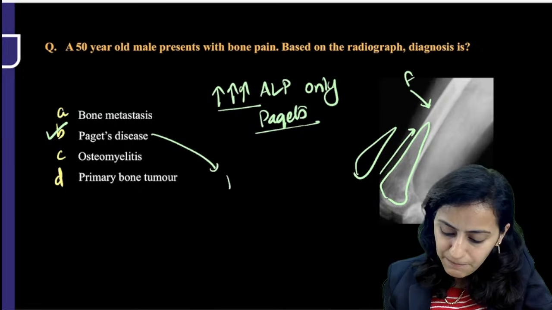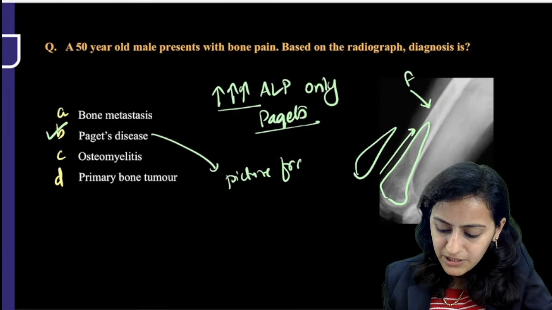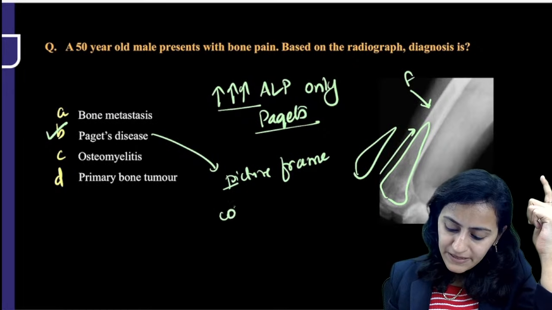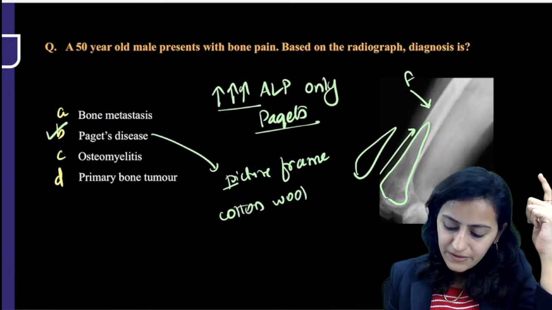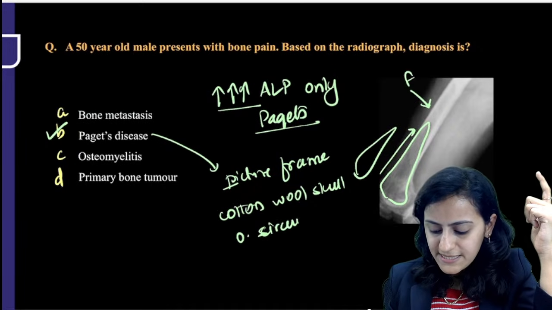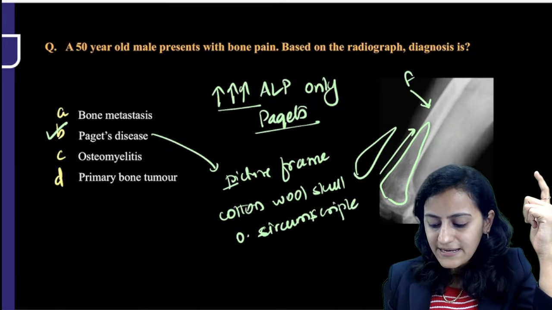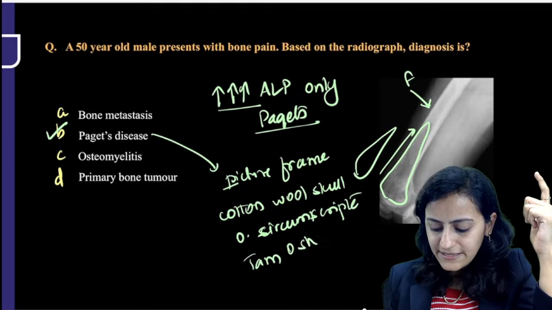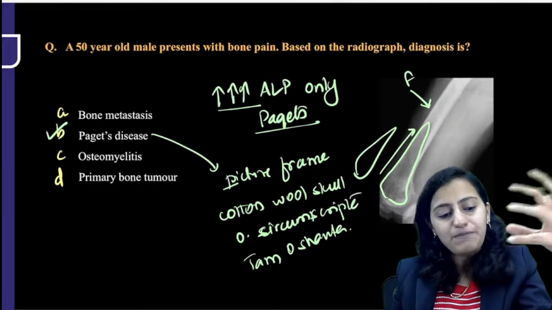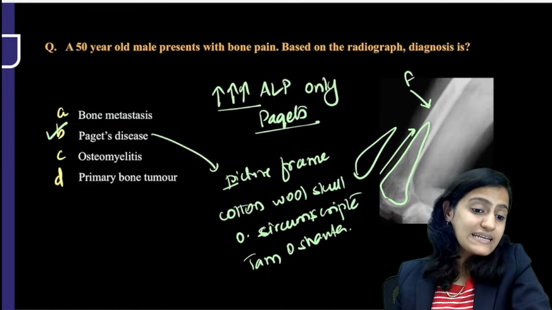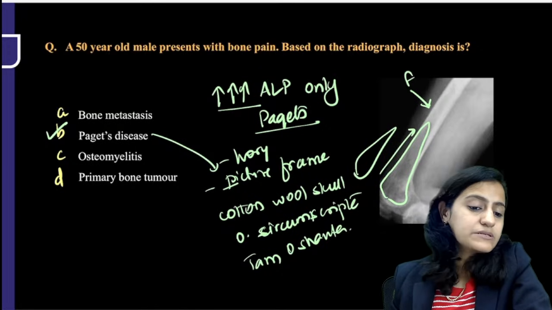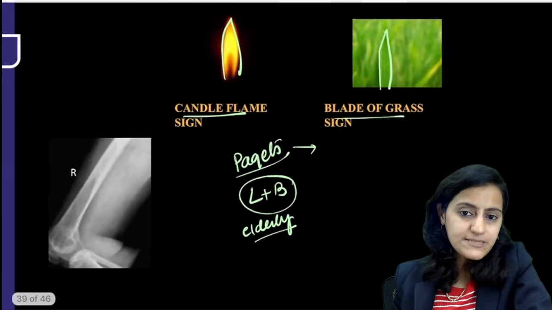What is the vertebral appearance? It is picture frame vertebra. P for P. Paget's has picture frame vertebra. In the skull, it gives the cotton wool skull. It can also give osteoporosis circumscripta, and there is the tam o'shanter hat sign, right? All this is what we see with Paget's. It can give the ivory vertebra as well. Ivory vertebra, picture frame vertebra, all these signs are seen with Paget's.